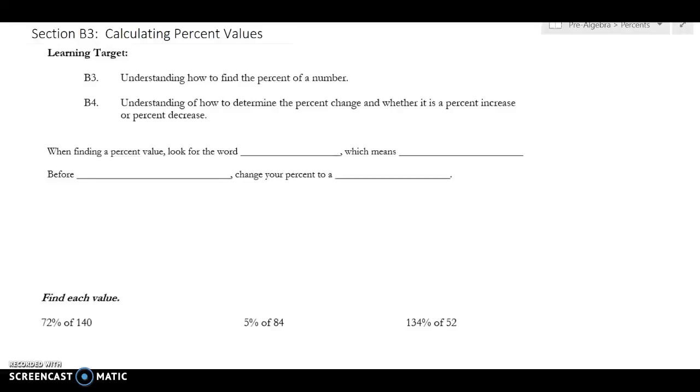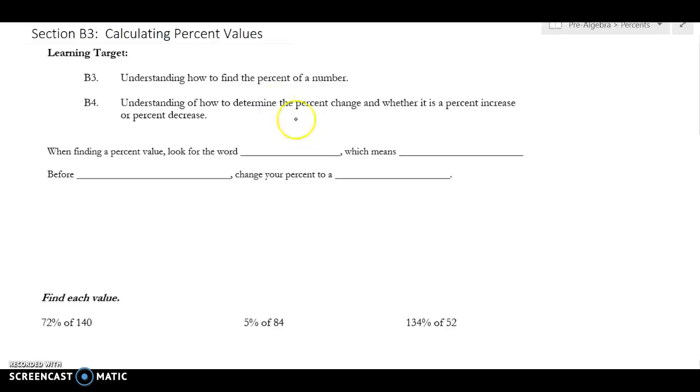All right, so what we're working with today is calculating percent values. Whenever we calculate a percent, a lot of calculators do not have the percent key, so you have to know how to turn it into a decimal. Then we have to figure out what the word "of" means to do. And the last step is finding percent change of things.